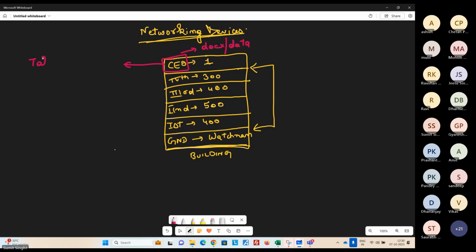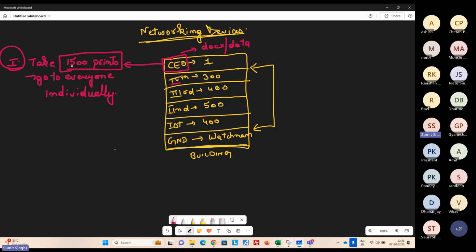Take print, take 1500 prints, and then go to everyone individually. This is the option one I have without networking. He will take 1500 printouts. He'll go to each and every individual and distribute it to them through him or by watchman or anyone. But you can say 1500 prints, a lot of resources are consumed and being wasted.